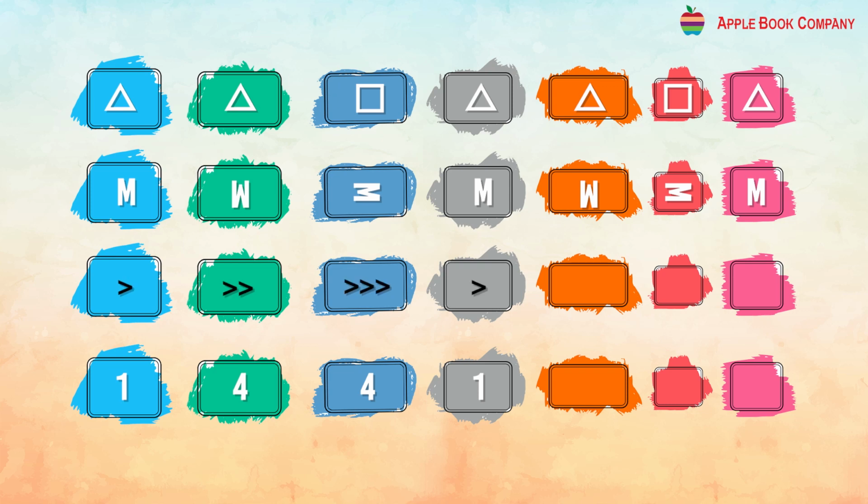Then we have an arrow mark to the right, two arrow marks, three arrow marks. Again one arrow mark, two arrow marks, three arrow marks, one arrow mark. So this is a pattern.